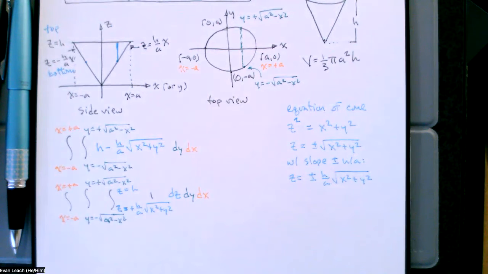I messed up the equation of the cone part because it's early. And I was thinking about too many things, I guess. So I apologize for messing up the equation of the cone. But the equation of a cone is just z squared equals x squared plus y squared.